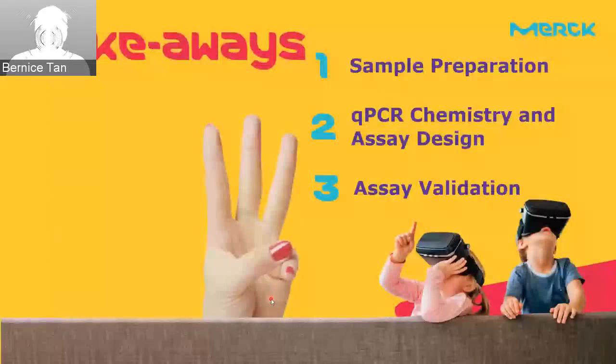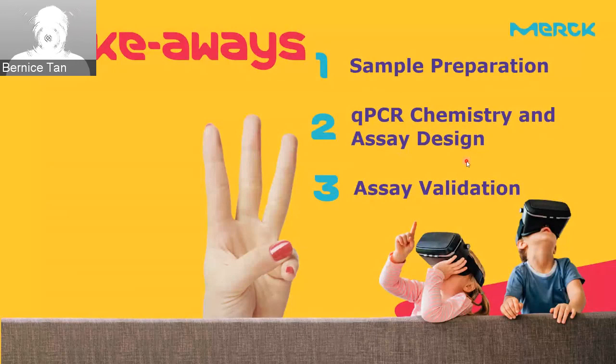So what we've talked about today is 3 main things I want you to take home. Sample prep: remember, garbage in, garbage out. So make sure you start off with good samples, QC your samples, and check purity and integrity. Then we've also talked about qPCR chemistry and assay design considerations, and the software that you can use to check your assay designs. And lastly, we finished off by talking about assay validation, so how you run your qPCR standard curve and determine the efficiency of your assay.